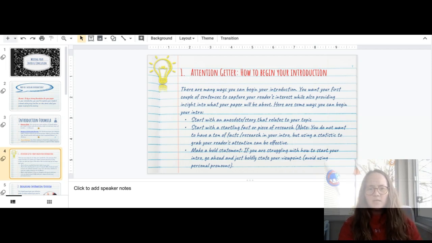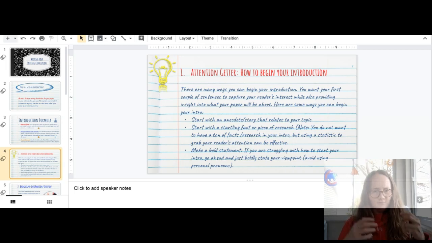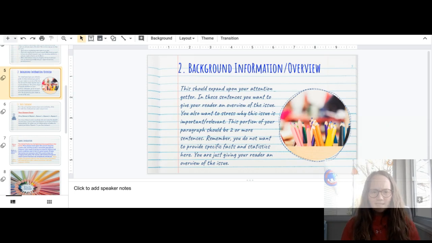Again, you want to start with something interesting, but don't stress out too much about this part because, again, the meat of your paper is going to come from those body paragraphs. Your next step is going to be to just provide some background information. So assume that your reader knows a little bit about your issue, but maybe doesn't know the ins and outs.